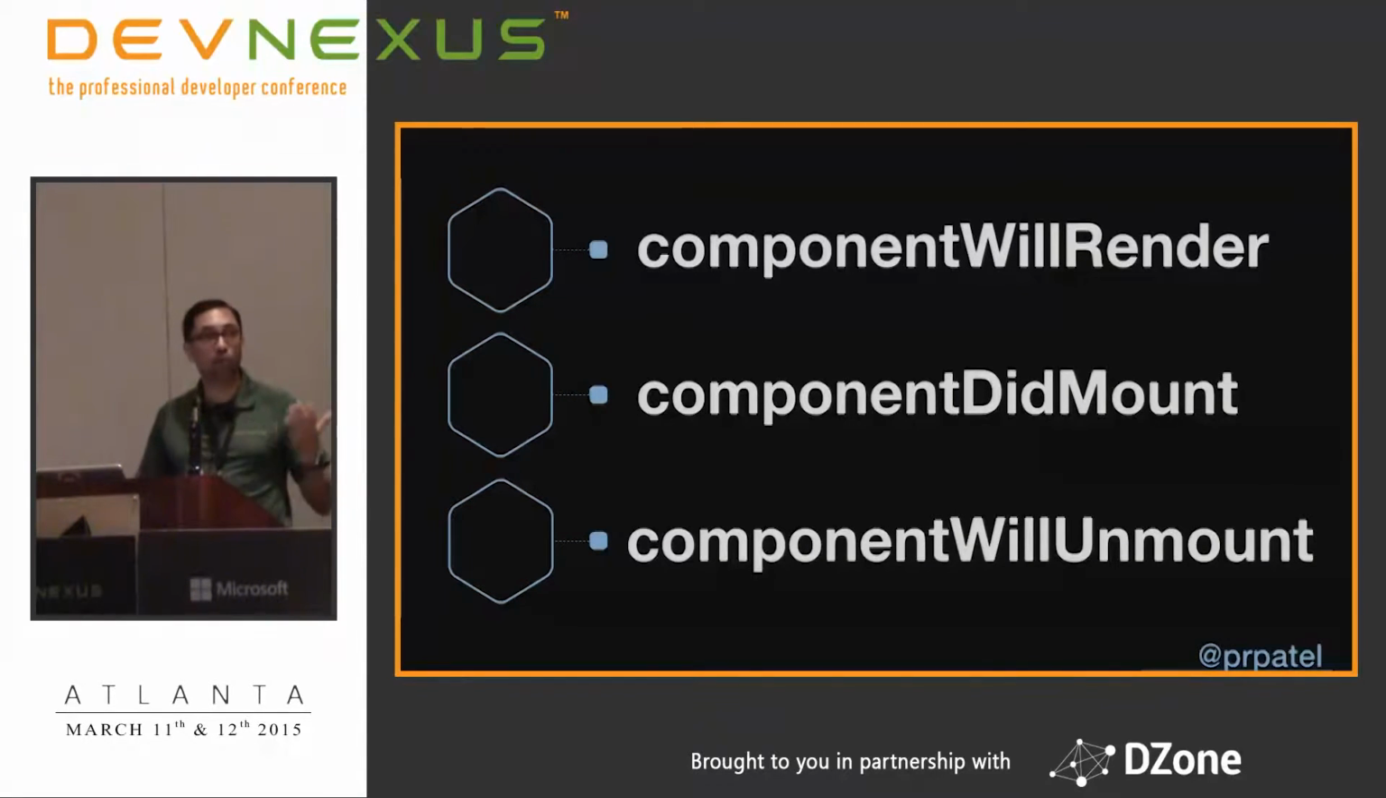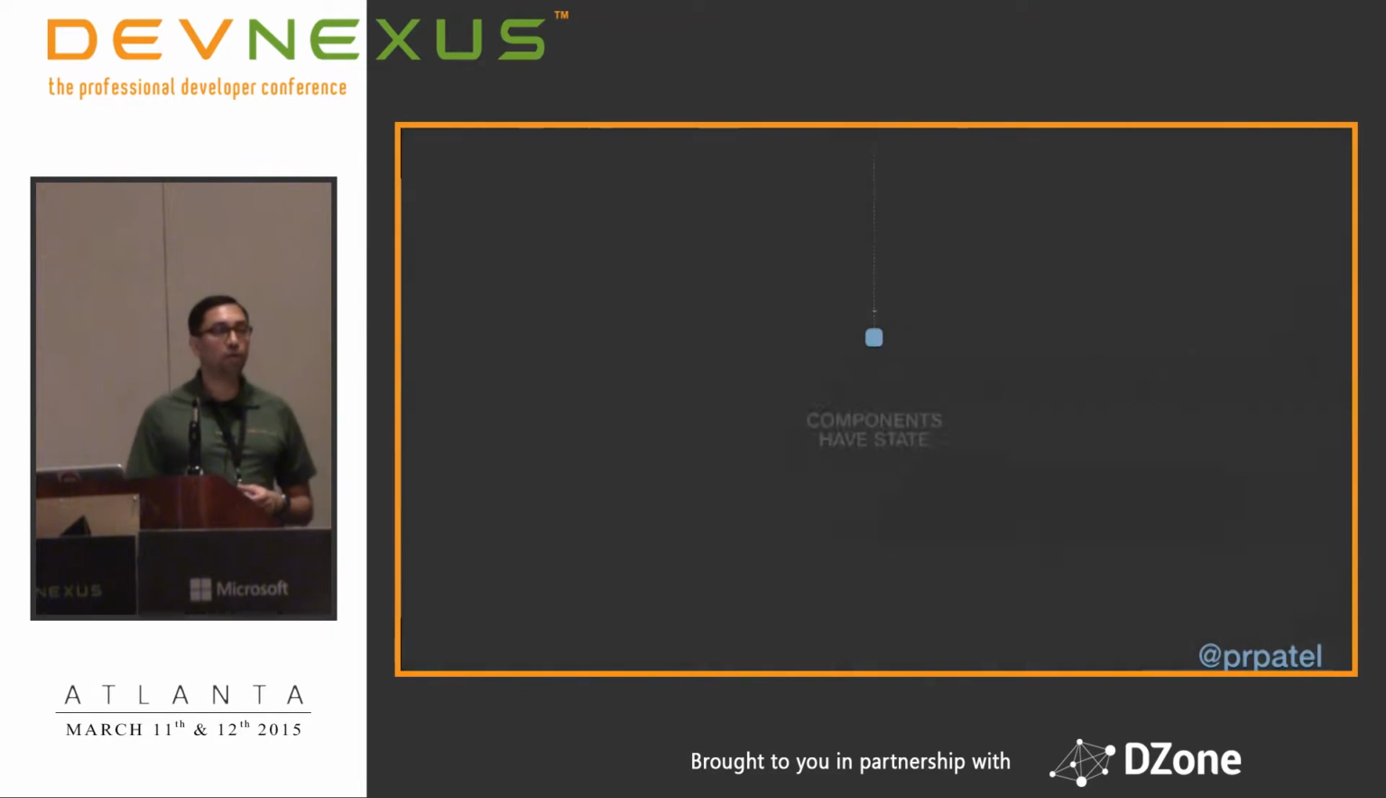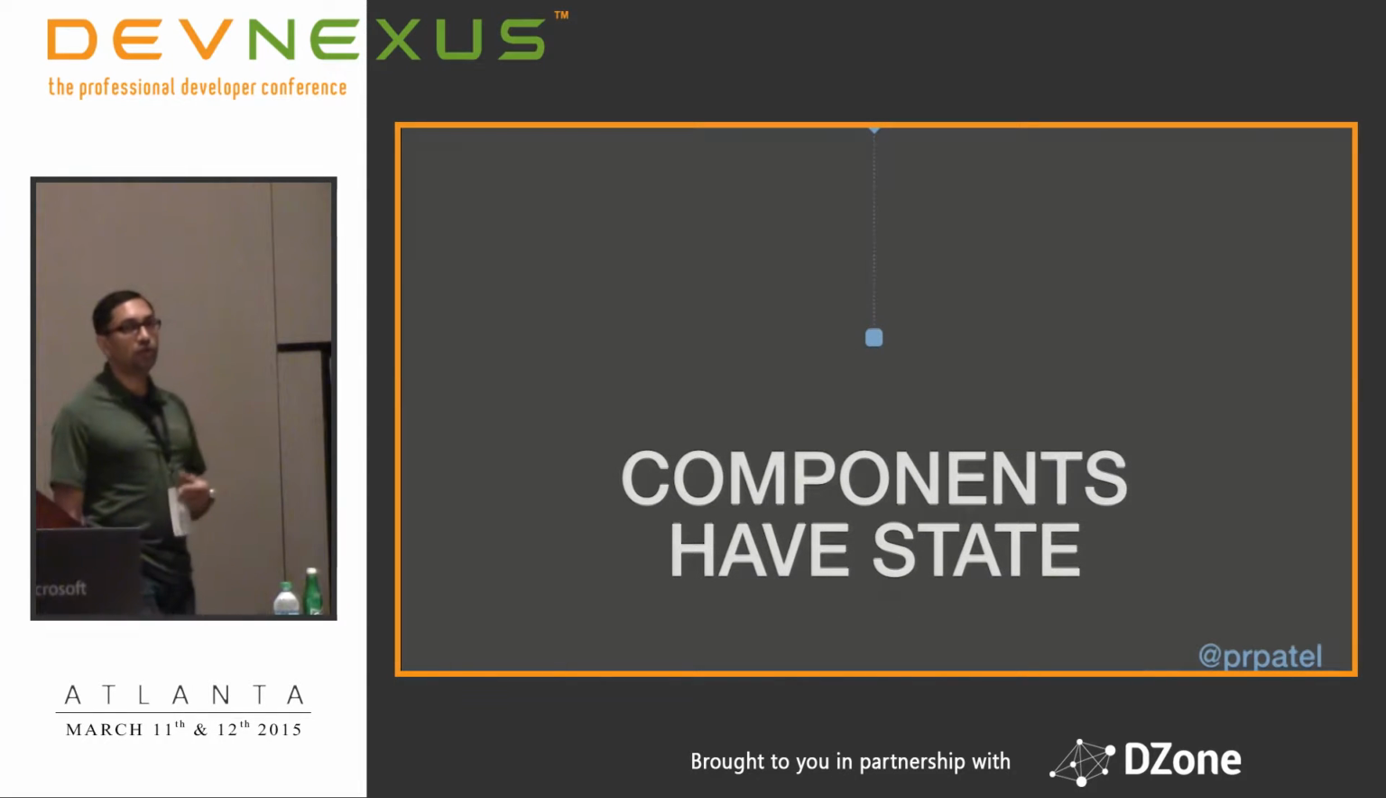So you can do some cleanup or whatever you need to do, right? And we'll look at a couple of examples of where we used componentDidMount, getInitialState, and a few other things to give you an idea of when those things are useful. All right.